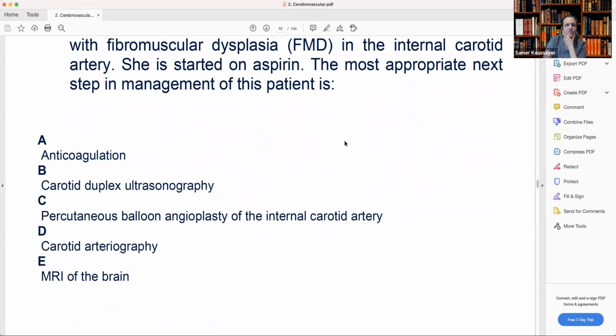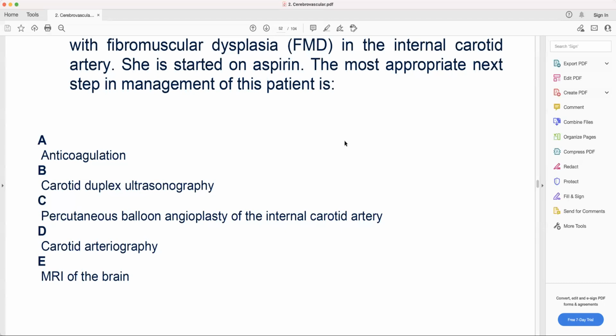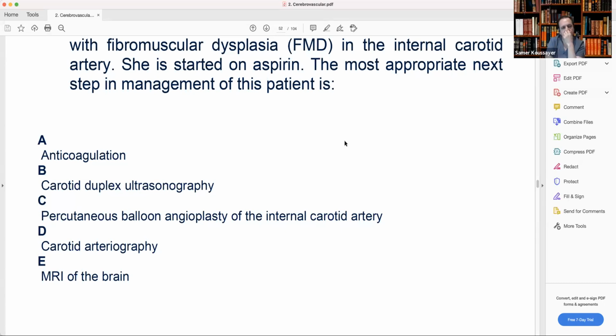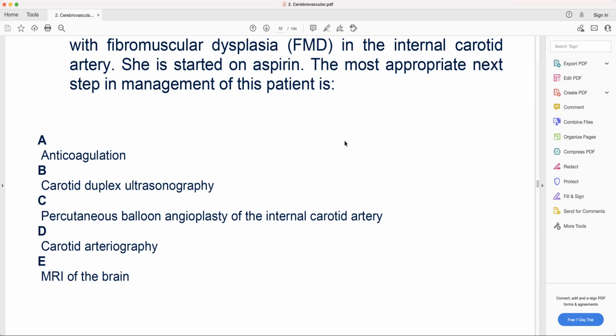All right, let's see the options. The first one, anticoagulation. No, usually we give antiplatelet, as we said. Correct. Carotid duplex ultrasound. The patient already had a Doppler, not a duplex, so she might need it. Percutaneous balloon angioplasty of the internal carotid artery. We said she's asymptomatic, so no need for intervention. Correct. Carotid angiogram. I don't think I would go for a carotid angiogram as a next step. MRI of the brain is also not the first step to be done. So it's B, carotid duplex ultrasound.